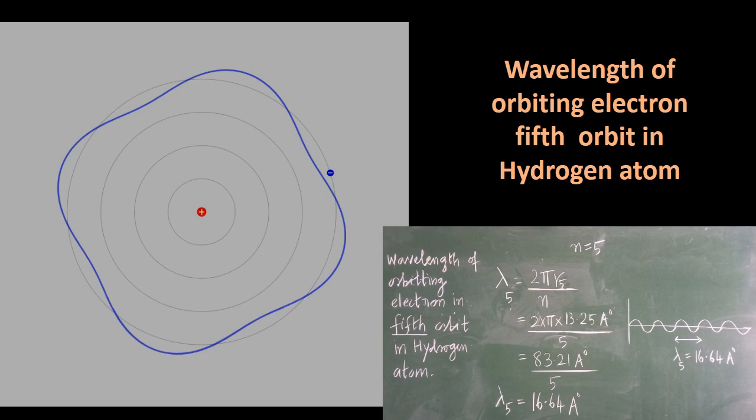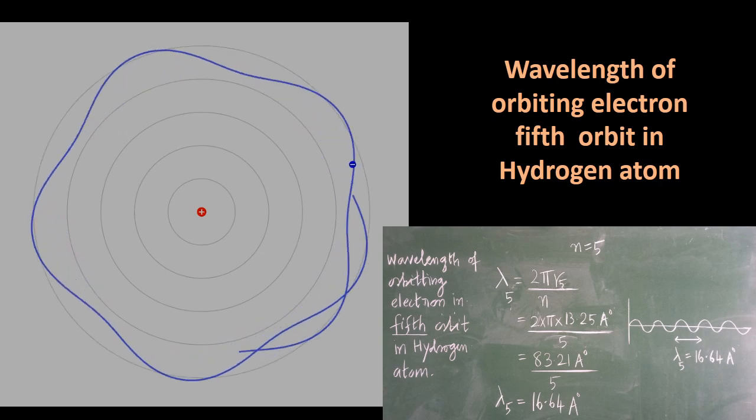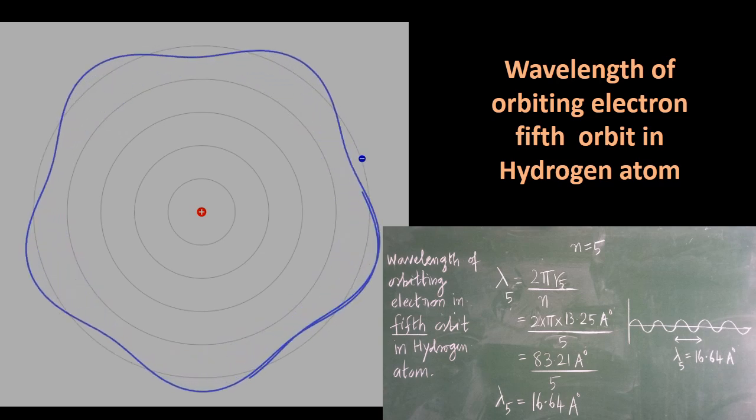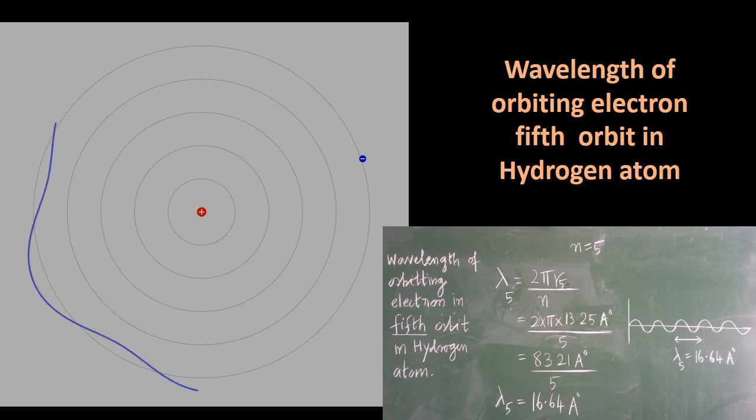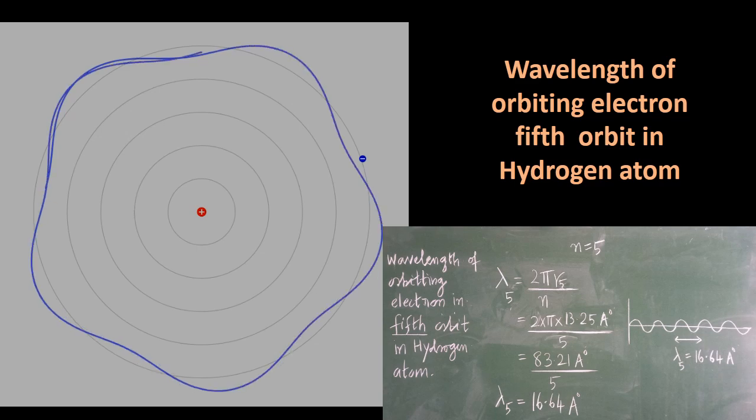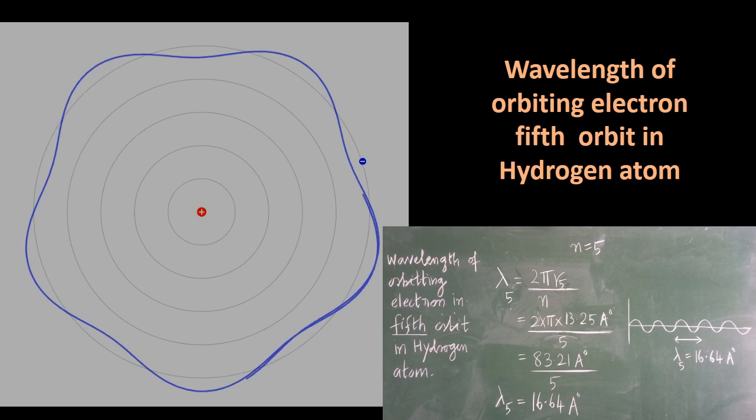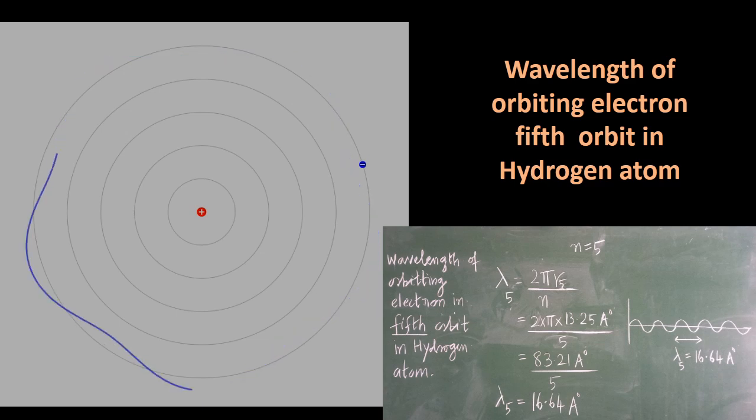Now we are going to see what will happen in the case of the fifth orbit. Now the electron is slowly brought from the fourth orbit to the fifth orbit. We will see whether it is able to create the standing wave pattern. Look here. It is not properly formed. Now we will check it. Now it is perfectly placed. The electron is perfectly placed in the fifth orbit.